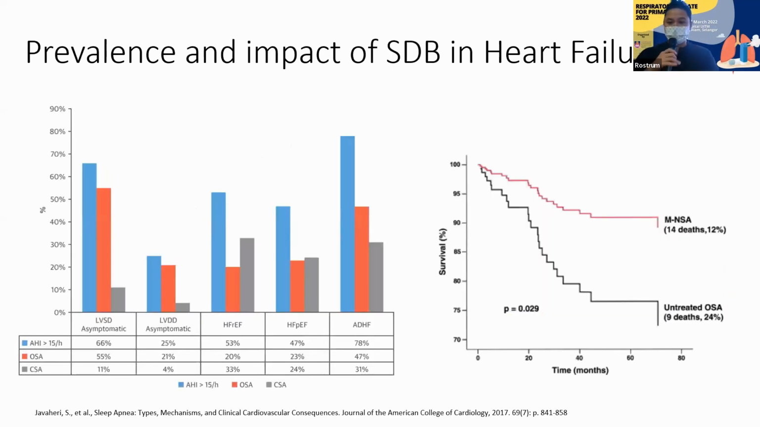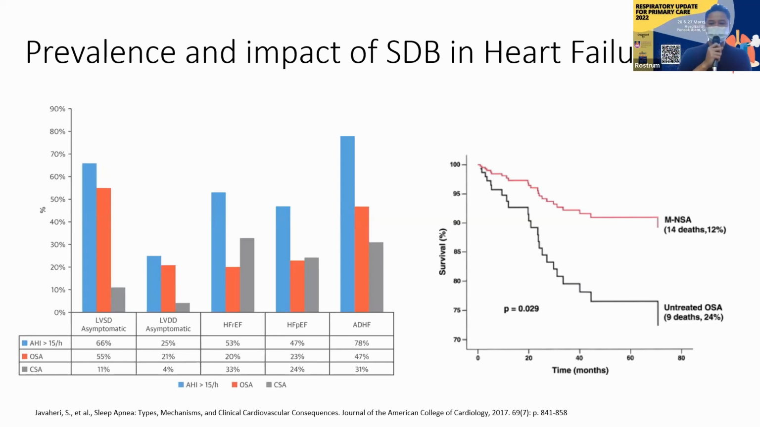With regards to prevalence and impact of sleep disordered breathing and heart failure, Jaafar et al. has summarized elegantly multiple epidemiological studies combining the prevalence and incidence of obstructive sleep apnea and central sleep apnea in patients with heart failure with reduced ejection fraction, with preserved ejection fraction, and those with acute decompensated heart failure. So about 53% of 1,607 patients with heart failure with reduced EF have moderate to severe sleep apnea, of whom 34% had central sleep apnea and 19% had obstructive sleep apnea.